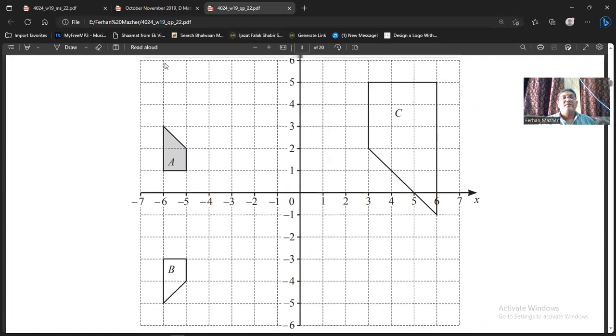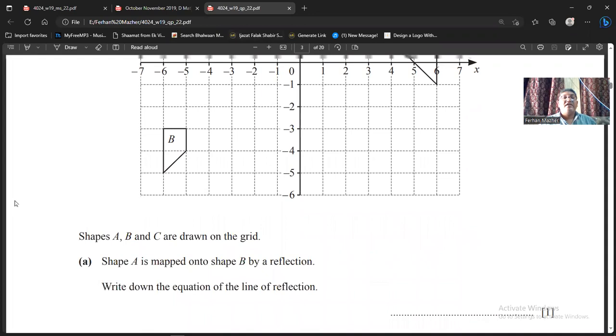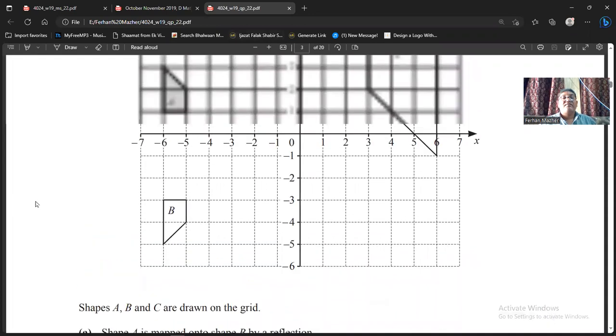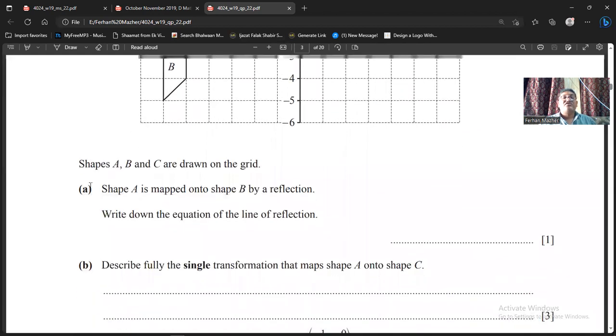And here we have the shapes A, B and C drawn on the grid. The shape A is mapped onto shape B by a reflection. Okay, so they're talking about A and B. So A has been reflected, and this is the image B. The first question is, write down the equation of the line of reflection.